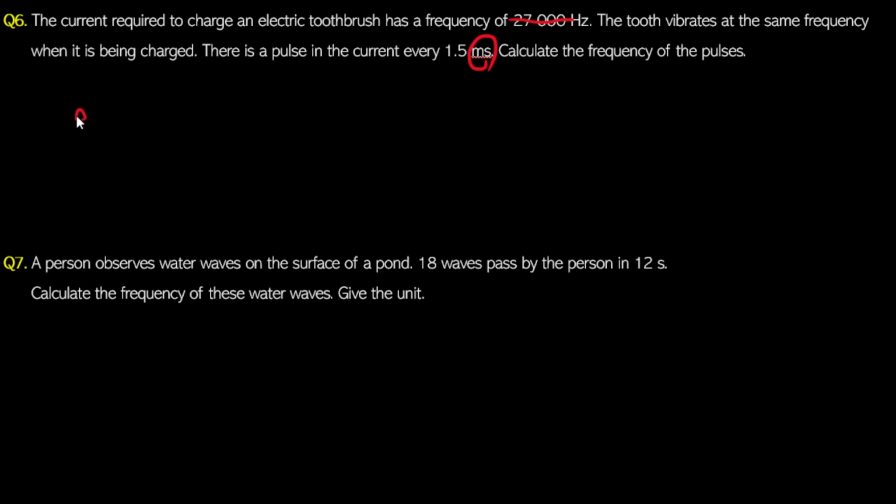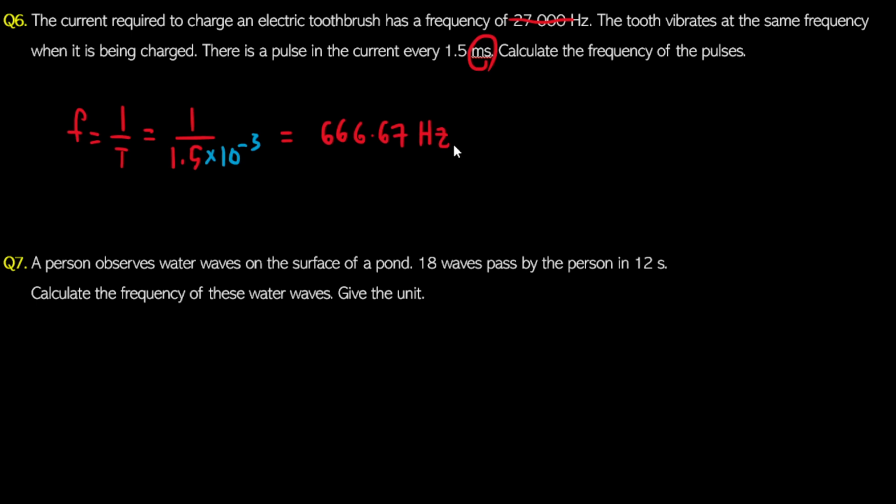As usual, f equals 1 over T. Since this is 1.5 milliseconds, you're going to multiply it by 10 to the power minus 3. So your frequency would be, put it into your calculator, 1 divided by 1.5 times 10 to the power minus 3. You would get 666.67 Hz.